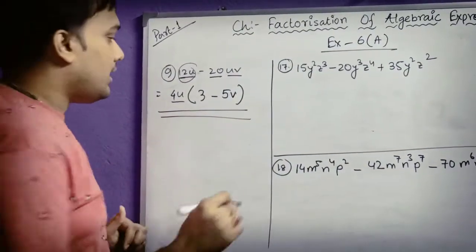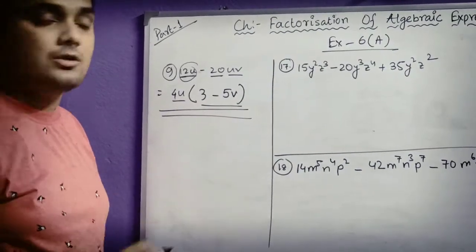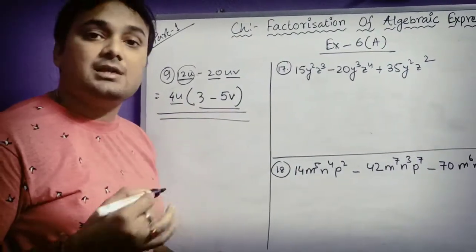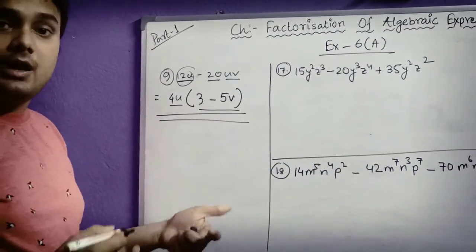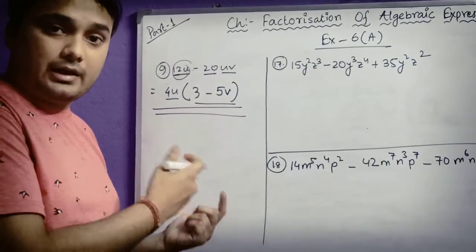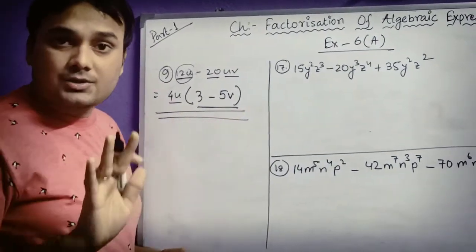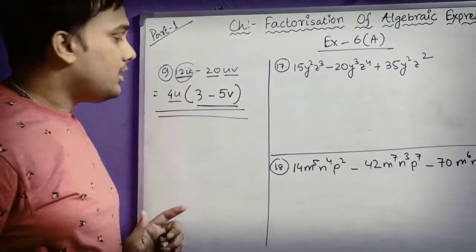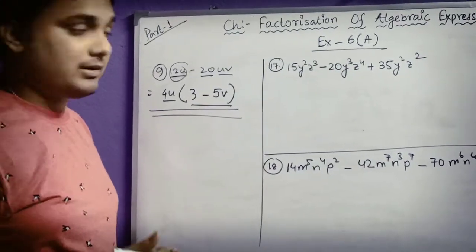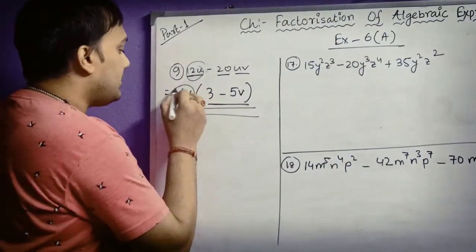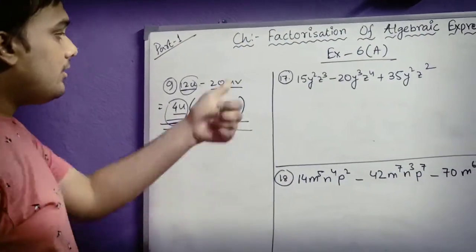You must make sure that the bracket you are getting does not contain any further common factor. By chance, if you have made some mistake and the bracket contains some more common factors, then you have to take that common factor outside the bracket again in the next step. But you can see here, among 3 minus 5v, nothing is common. So this is my final answer. So this exercise depends upon taking the monomial as a common factor. You can see 4u I have taken outside, and 4u is a monomial because it is a single term. Okay, move on to the next question.